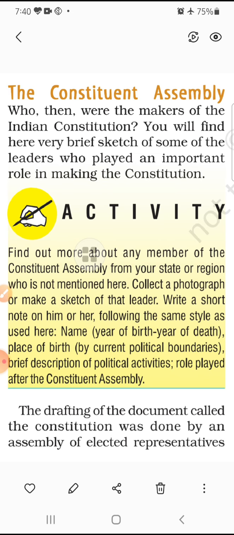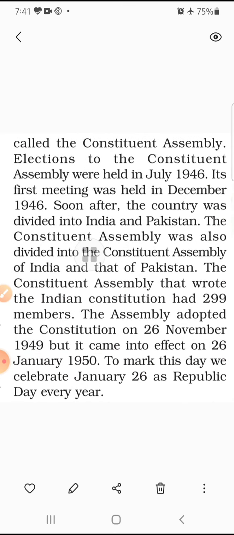The drafting of the document called the constitution was done by an assembly of elected representatives. It's called the Constituent Assembly. Elections of the Constituent Assembly were held in 1946, we know this, and the first meeting was held in December 1946. Soon after, the country was divided into India and Pakistan.